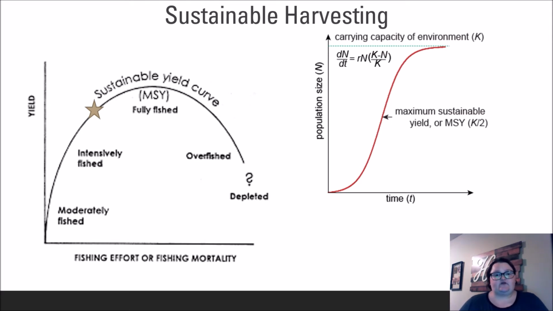There are 6 points of interest on a sustainable yield curve that are important. The moderately fished point indicates a state in which the rate of removal is far lower than the maximum yield. As we move further upward, utilizing more fishing practices, we get to what is known as intensively fished. Continuing higher, we reach what is known as the optimum sustainable yield, identified on this graph by the star.